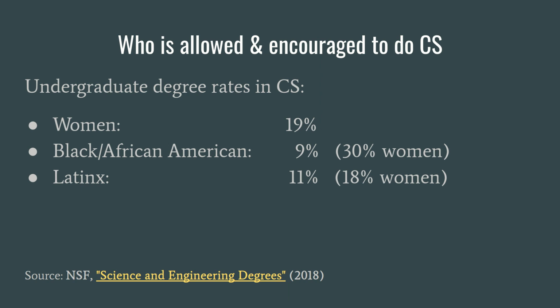To put some numbers to it, undergraduate degree rates in computer science or computer and information sciences, as it's sometimes labeled, from the NSF as recent as 2018 show women earning about 19% of computer science or related degrees, Black or African American people earning about 9% of computer science or related degrees, with about 30% of those being women, and Latinx or Hispanic people earning about 11% of computer science or related degrees, with 18% of those being women. So we can see an overlap in the lower rates based on different axes of identity, of underrepresentation here. And this is an ongoing problem in computer science and in technology companies and computing as a field.